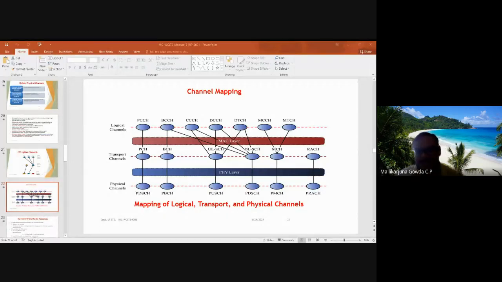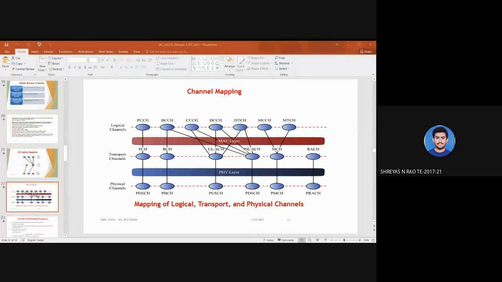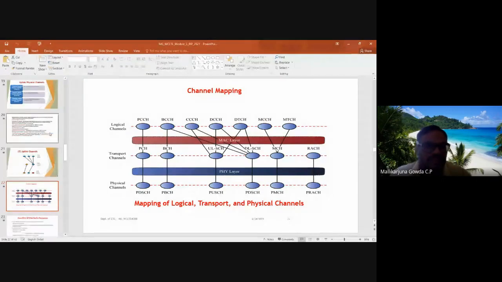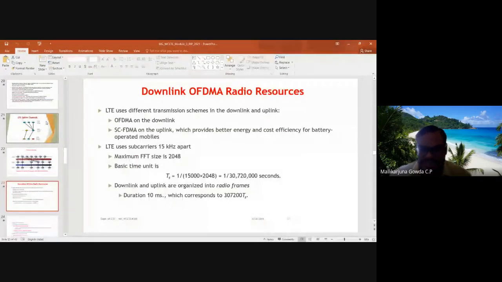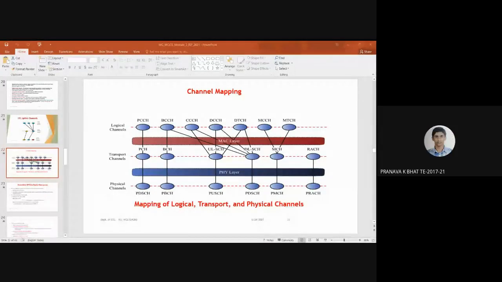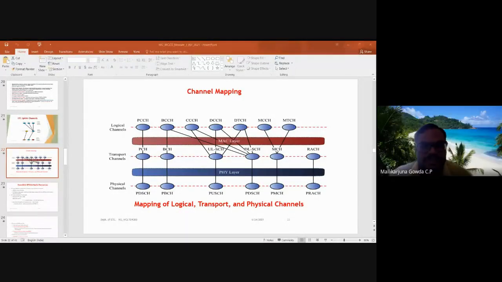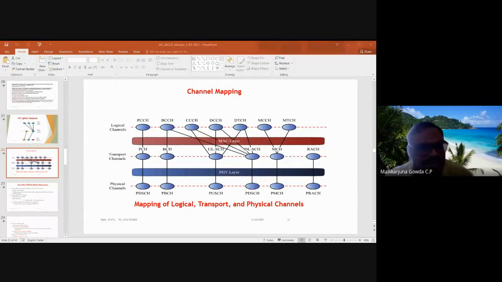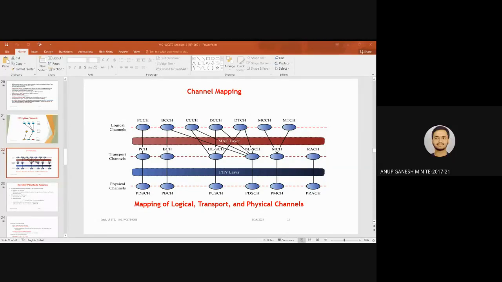Hello? Yes, sir. Yes, sir. I have shown a different slide, which I am not finding here. Is it so? Channel mapping is shown, sir. Yes, not able to hear. I have shown the slide of this now. Is it changed? Yes, sir. No, the slide is still the same, sir. That logical control channel only is there? Channel mapping is there, sir. It's in channel mapping, sir.